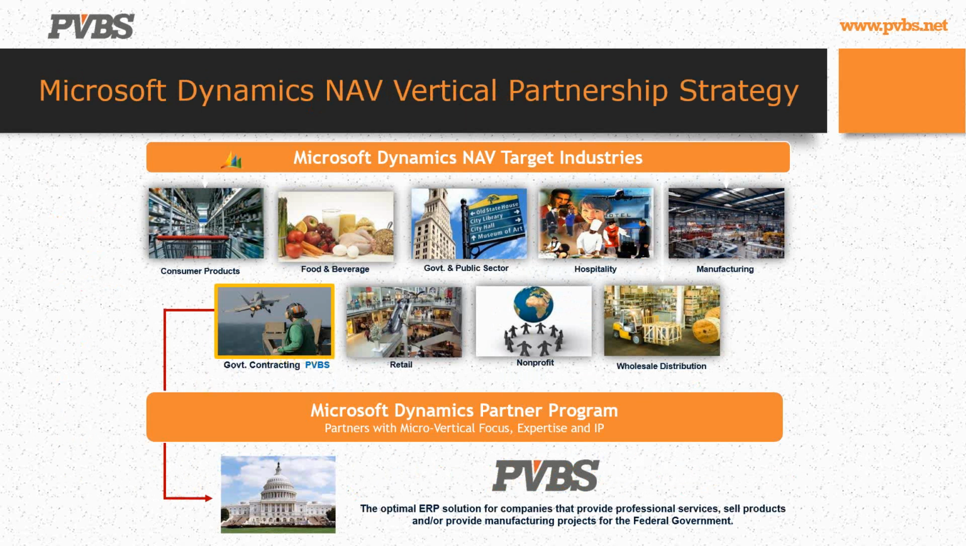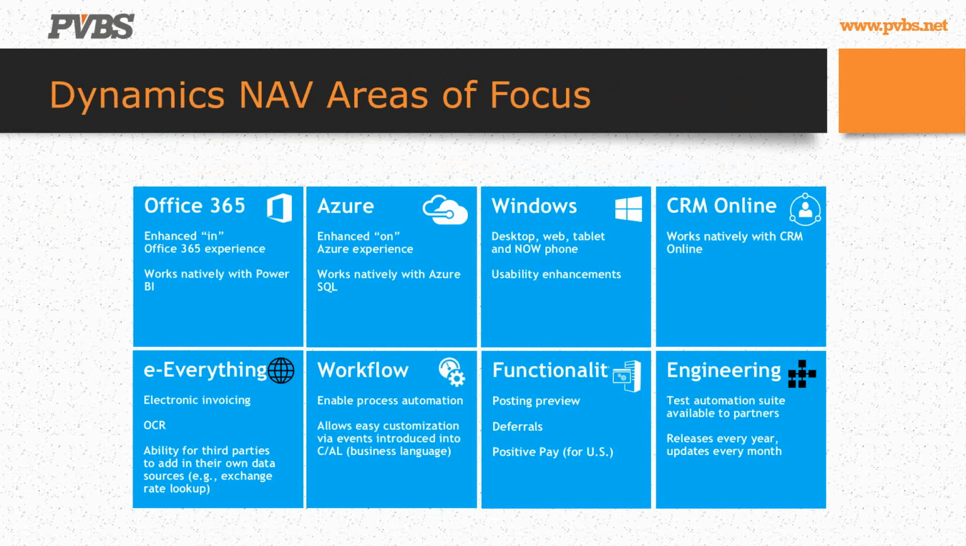So Microsoft, they deliver all their solutions through partners, and what they look for partners to do is focus on vertical markets. So this is a little bit of a slide from Microsoft showing what areas they focus on. PBS, we are their lead government contract partner. So we've got clients all over the U.S., specifically focused on government contract solutions, everything from professional services companies to companies that resell products to the federal government, and then also companies that are actually making products for the government. So kind of a wide range of businesses.